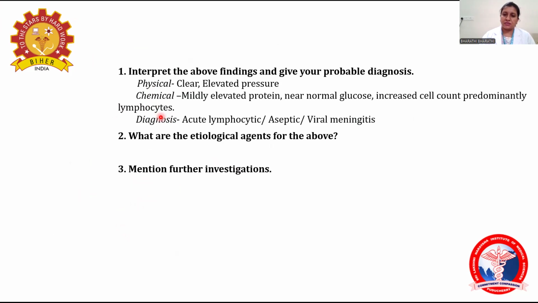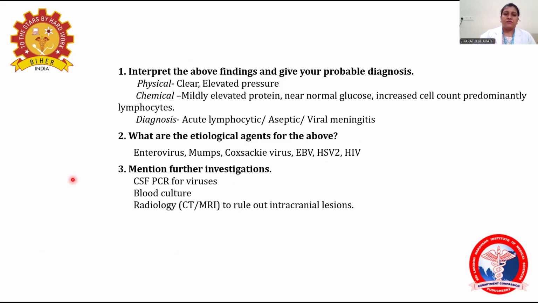What are the etiological agents? These are the most common viruses in viral meningitis: enterovirus, mumps, and so on. Why are we telling mumps? Because maybe the patient missed the vaccination, so it can end up in a viral infection. And what we do is go for CSF PCR for viruses, because it is aseptic, so the culture will be negative in this case. We can also go for blood culture or radiology to rule out any infection.